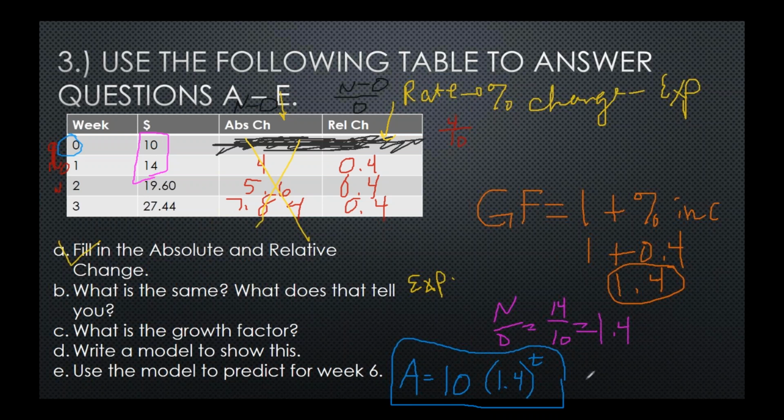Okay, so now that I have that model, I can use it to predict for week 6. If I'm predicting for week 6, that means my time is 6. So A equals 10 times 1.4 raised to the 6th power. What do you get if you put 6 in for t?